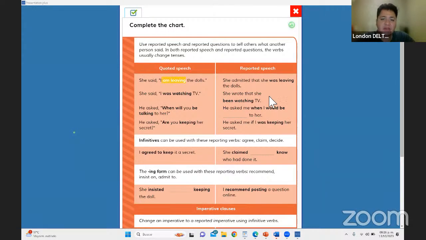Okay, you see here in your book that we have the quoted speech, but this is actually the direct speech. So what could be a sentence that uses the quoted speech or direct speech? I would write something, a quote. Do you know what quote means?